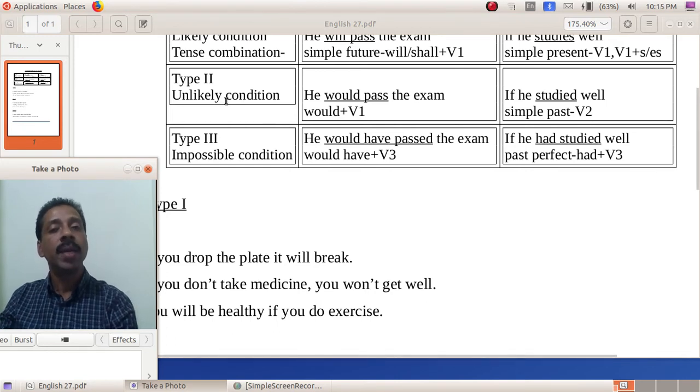Then there is a third type of conditional clause which we call impossible condition. I think while you listen to the term impossible condition, you can assume the meaning. It is something that is not at all possible. And when do we say that something is impossible? I think only after something is over. If something is over, it is impossible.